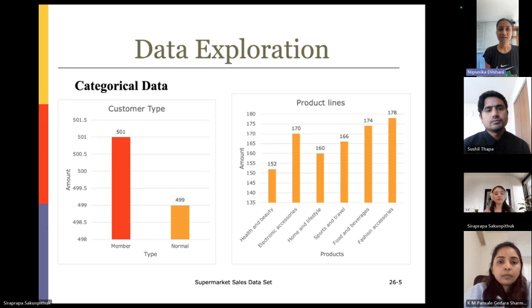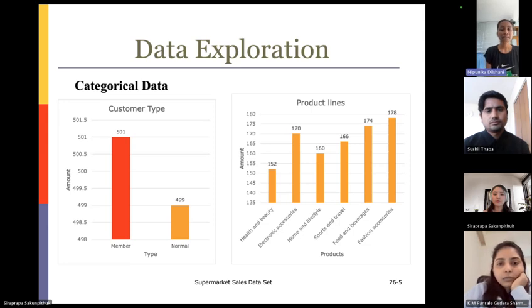When it comes to the product lines, there are about 6 product lines, and the majority of customers prefer fashion accessories, and the least number of customers prefer health and beauty, and the same amount, around 170, prefer electronic accessories and food and beverages.